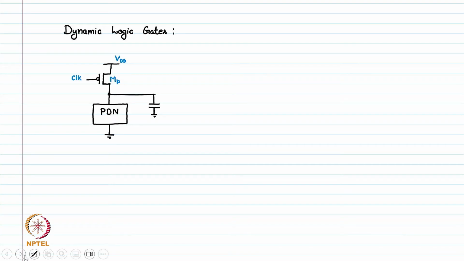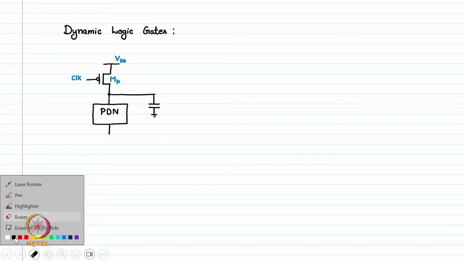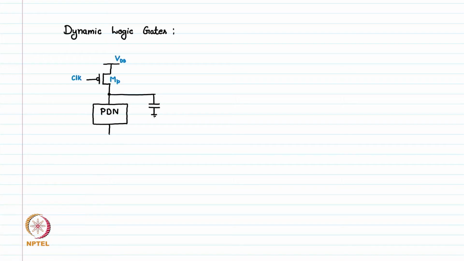This is clock. Below this pull down network we also have one more clock, this NMOS transistor which is connected to clock.